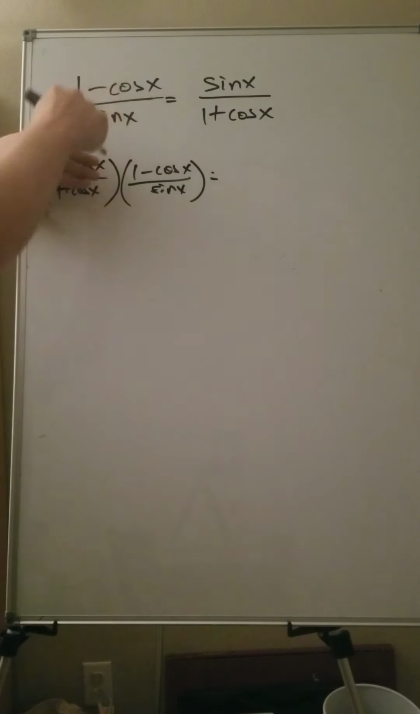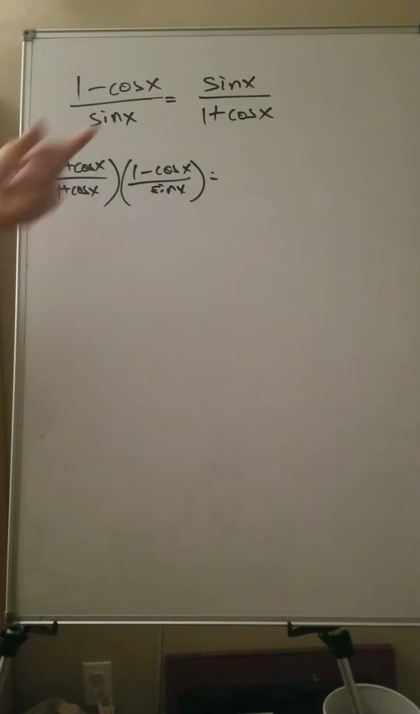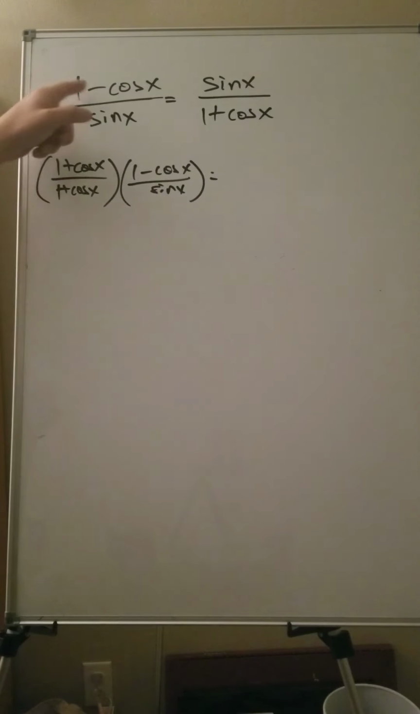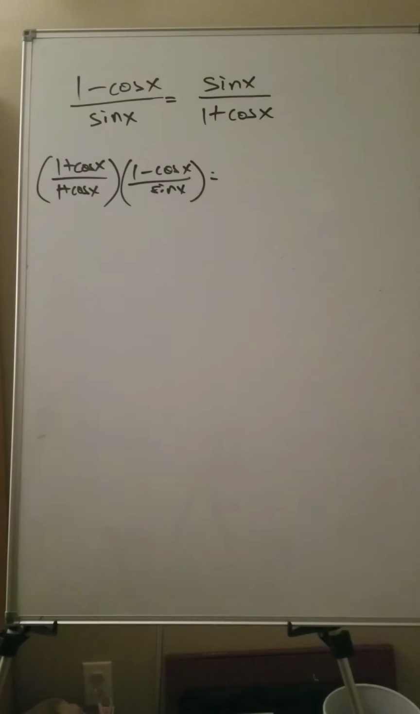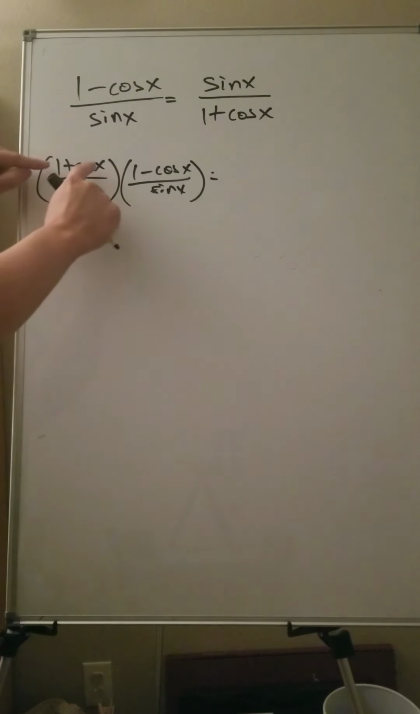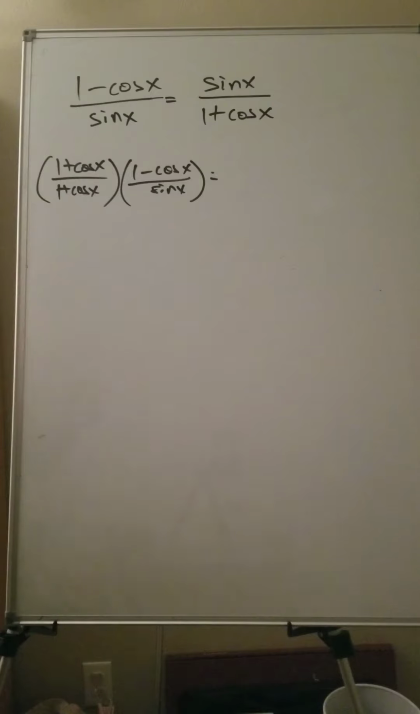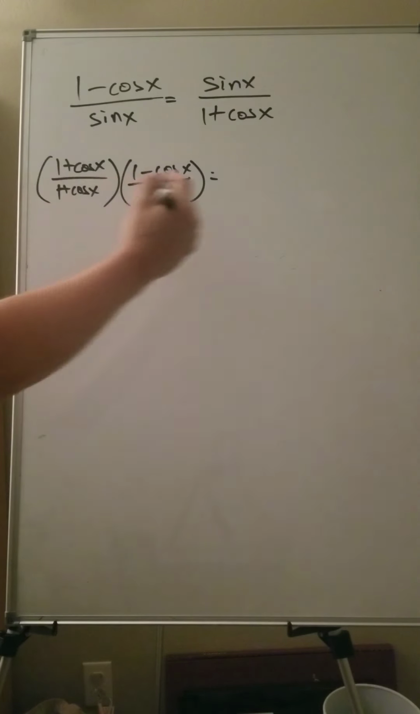So this is what we started with. Ultimately, I want a sine on top. I can get close. If I can turn this into 1 minus cosine squared, then I know I can replace that with sine squared x, and that'll get me a little bit closer to sine x. And the only way I'm going to get this to be 1 minus cosine squared is if I multiply by the conjugate, which is 1 plus cosine x, because now I would have a plus b times a minus b, which would give me that difference of two squares.